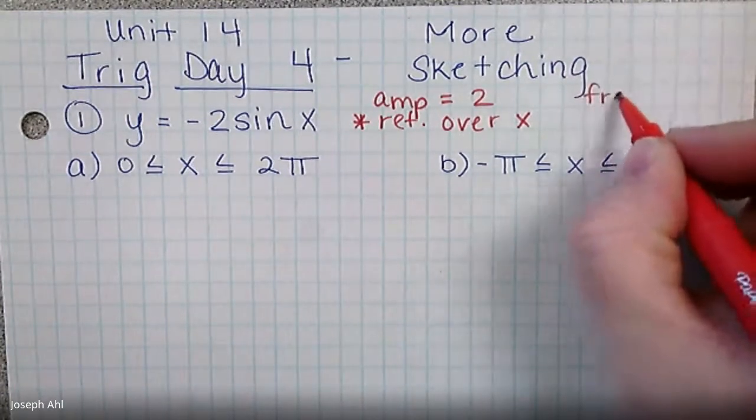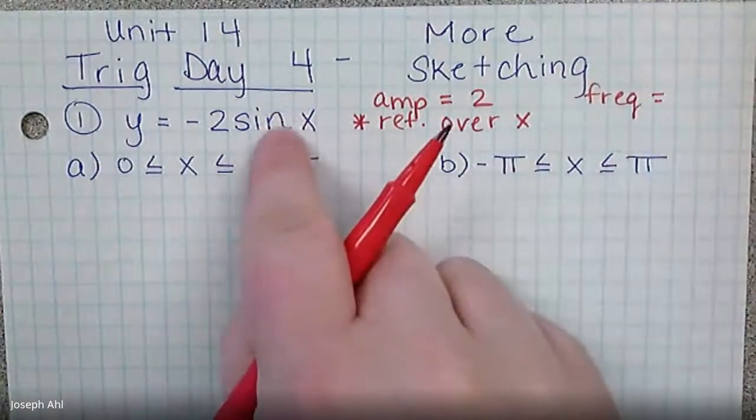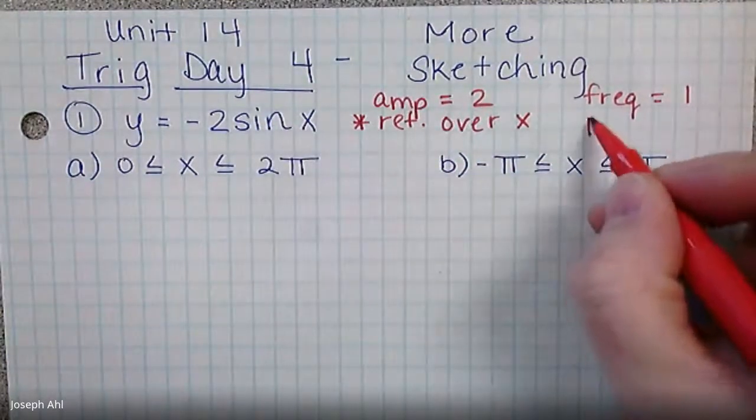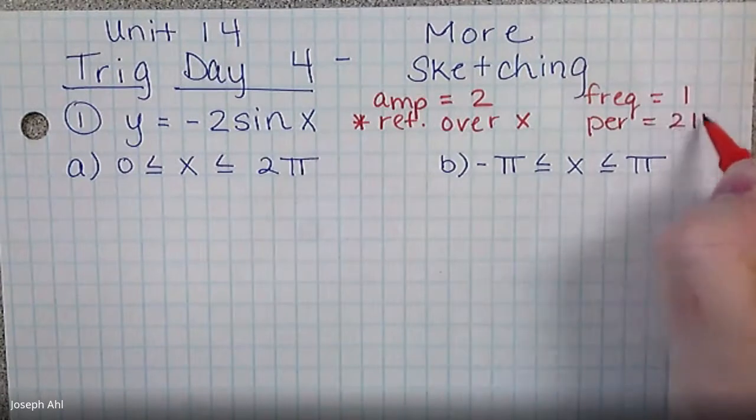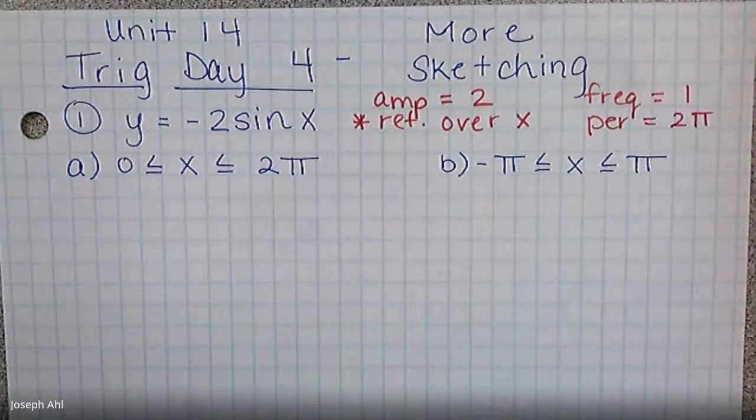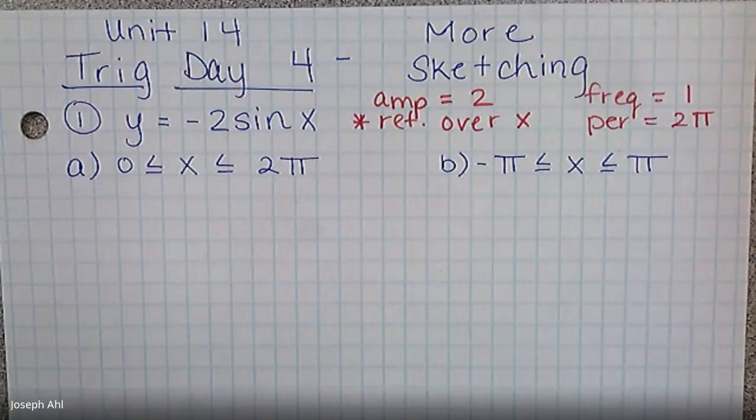And then with the frequency of x only equaling 1, that tells us that the period is 2 pi. That's how often it will take to complete one cycle of the graph, which is good information to know.